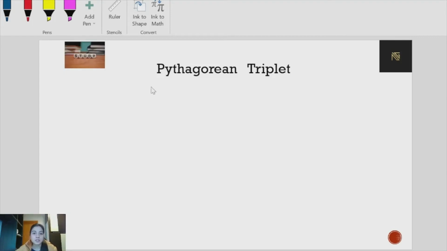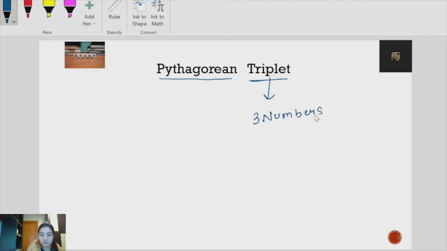And now we will discuss Pythagorean triplet. Just see this word carefully. Pythagorean. This is a name of a mathematician. This Pythagoras is a name of a mathematician who has given triplet. What does it mean? Triplet means three numbers. Group of three numbers which follows a certain property.